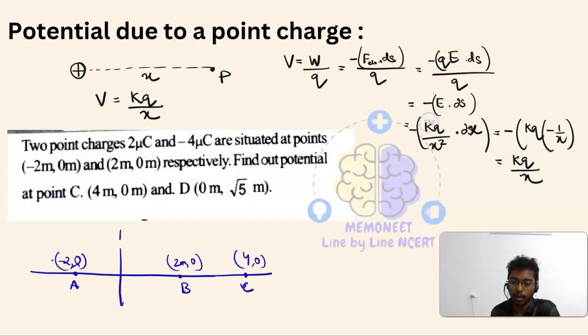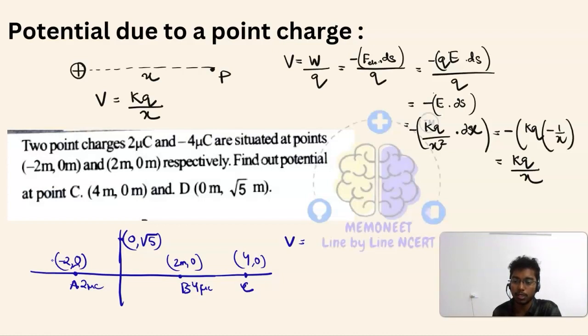And D is present at 0, under root 5. So here we find the potential at C, and the 2 point charges are situated at point A and B, that is here 2 microcoulomb and here it is minus 4 microcoulomb. So we have the potential, we will write kq upon x.